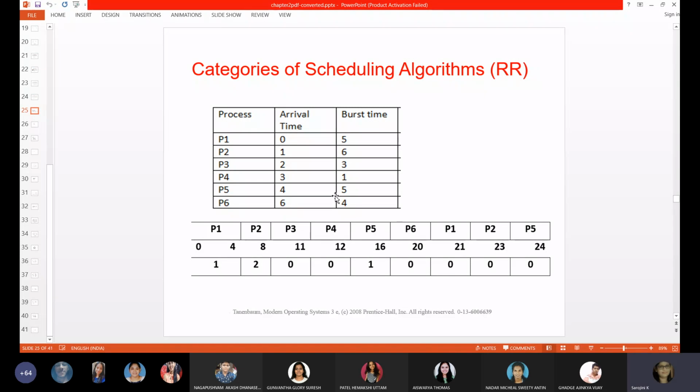P6 burst time is 4 milliseconds. Okay, it starts at the 16th millisecond. It will complete at 20 milliseconds. Its CPU burst time and quantum time are equal. So it will also complete in one cycle. Okay. So now P6 also will be evicted from the ready queue. So now P6 will not be there in the ready queue.